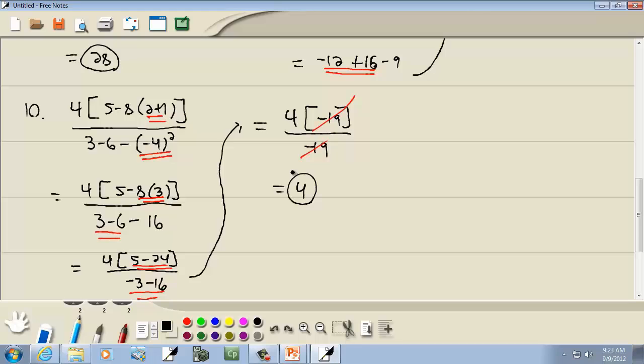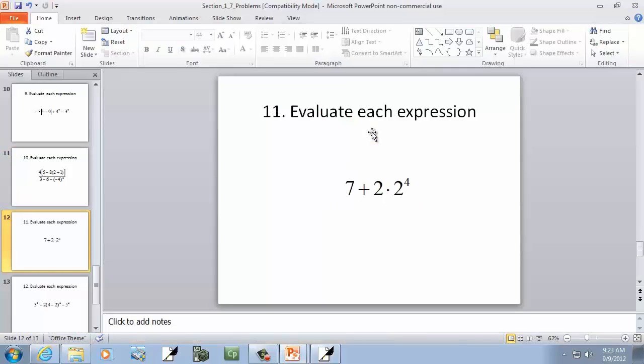Technically, I went away from my Dear Aunt Sally a little bit there. I should have done the top part completely, but I knew what was going to happen anyway, so I could do that. So I cheated. I didn't do my order of operations. Let's take a look at this one.